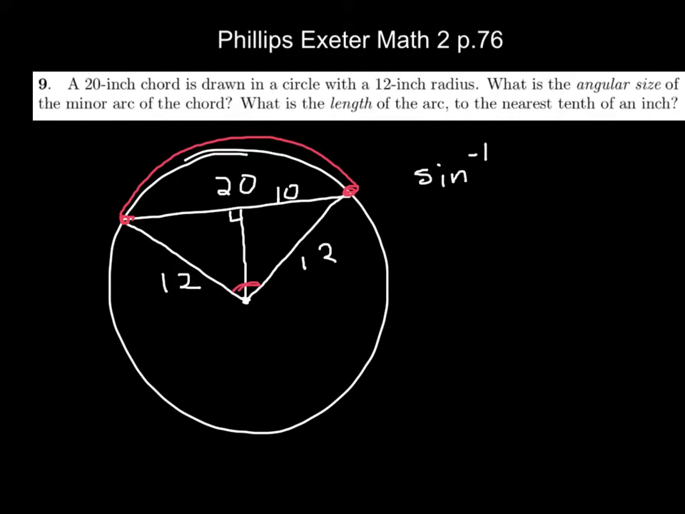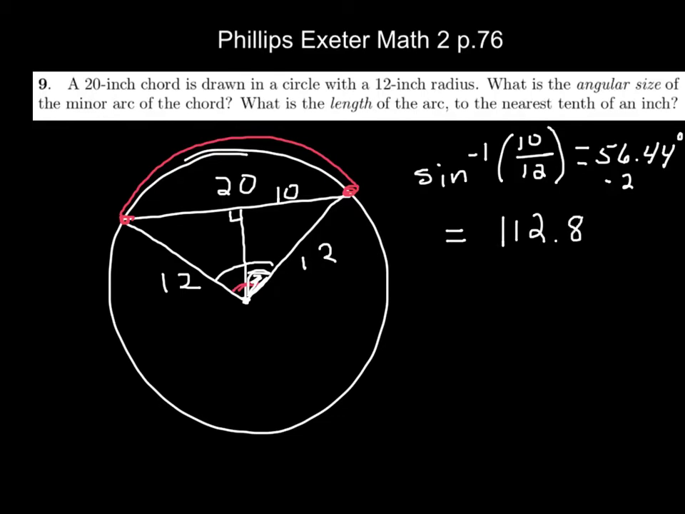And the reason we're going to use sine is because from this angle right here, we do the opposite over the hypotenuse. Now remember, this is only going to find this angle right here. And then you would double it. So if we do the inverse sine of 10 over 12, little calculator work, and we get 56.44 degrees. And you said to double it to give us our whole angle there. So we get that to equal 112.88 degrees.